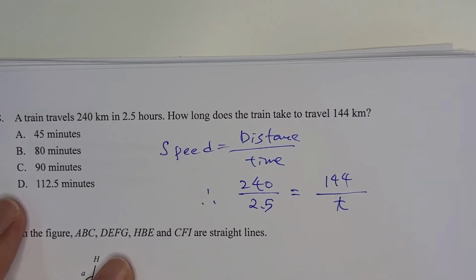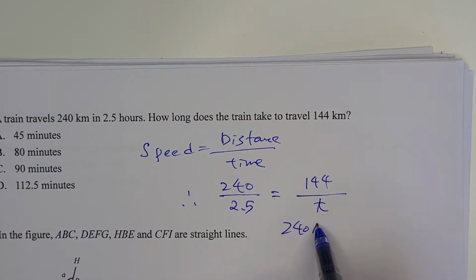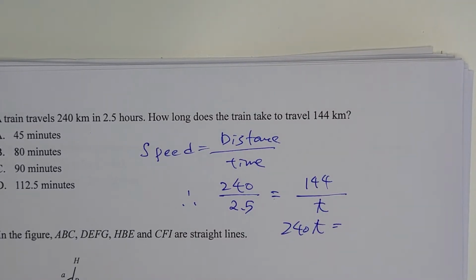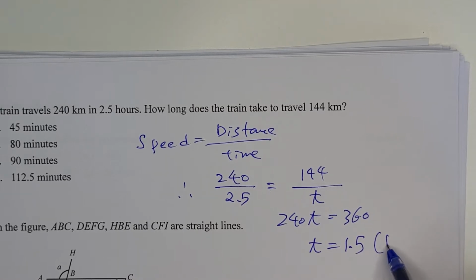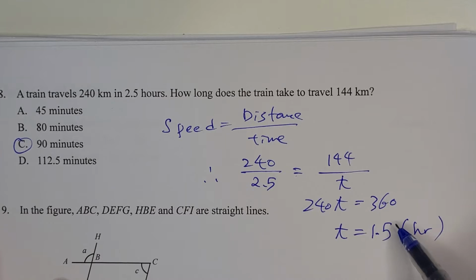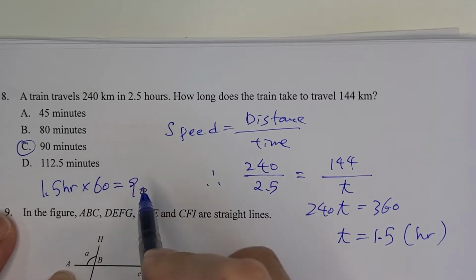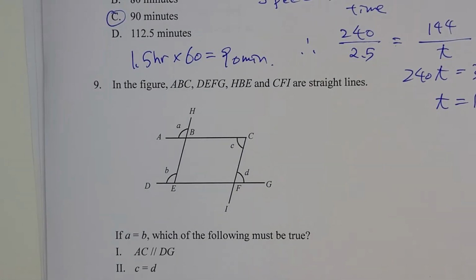Alright, then you can solve this equation. 240 times t equals 144 times 2.5. That's 360. Then t, that is 1.5. But here 1.5 is in hours, so we need to change it back to minutes. The answer is C, 90 minutes. Just multiply this 1.5 hours by 60. That becomes 90 minutes. Alright, so move to question number 9.